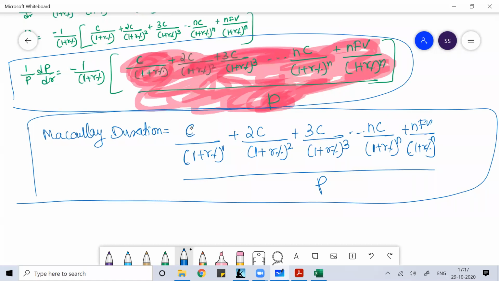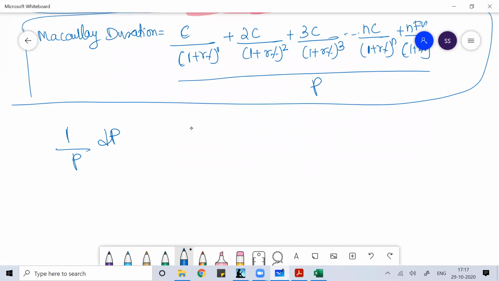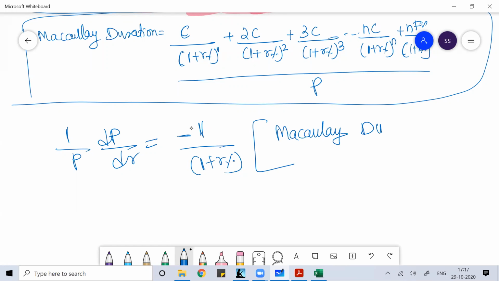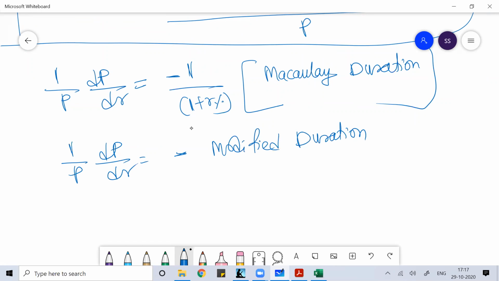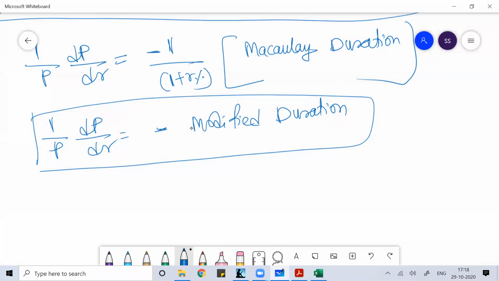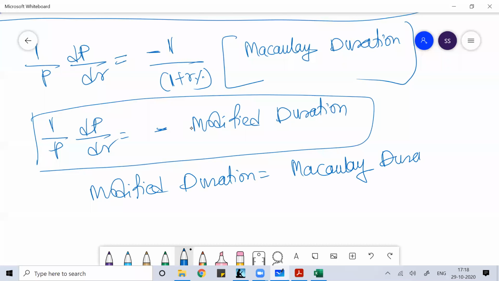Now, if you put everything in this formula, I can write 1 by P dP by dr is equal to minus of 1 by (1 plus r percent) into Macaulay duration. And Macaulay duration divided by 1 plus r percent is called modified duration. So 1 by P dP by dr is equal to minus of modified duration. Remember the difference between Macaulay duration and modified duration. Modified duration is basically Macaulay duration divided by 1 plus r percent.